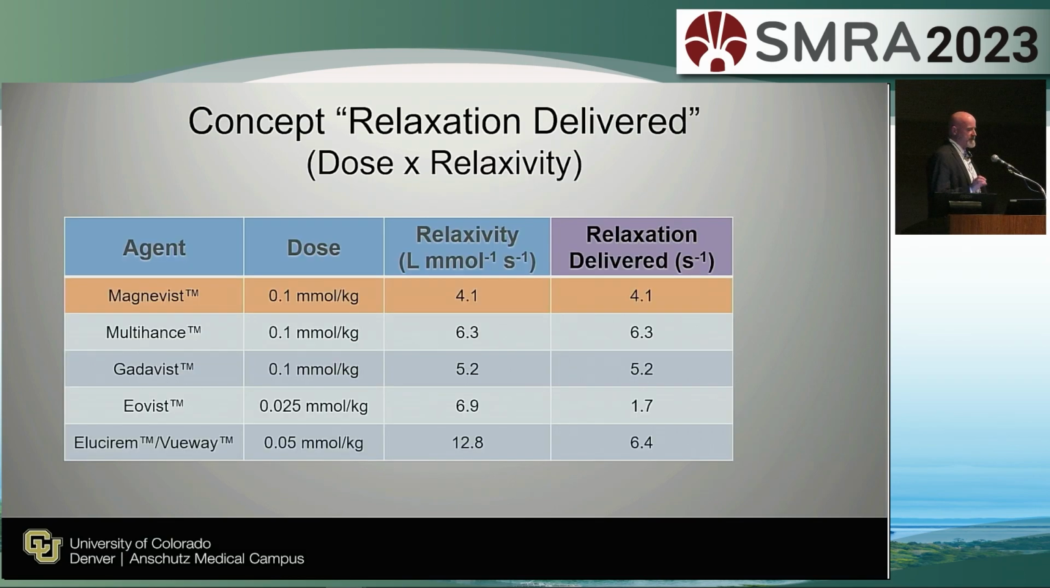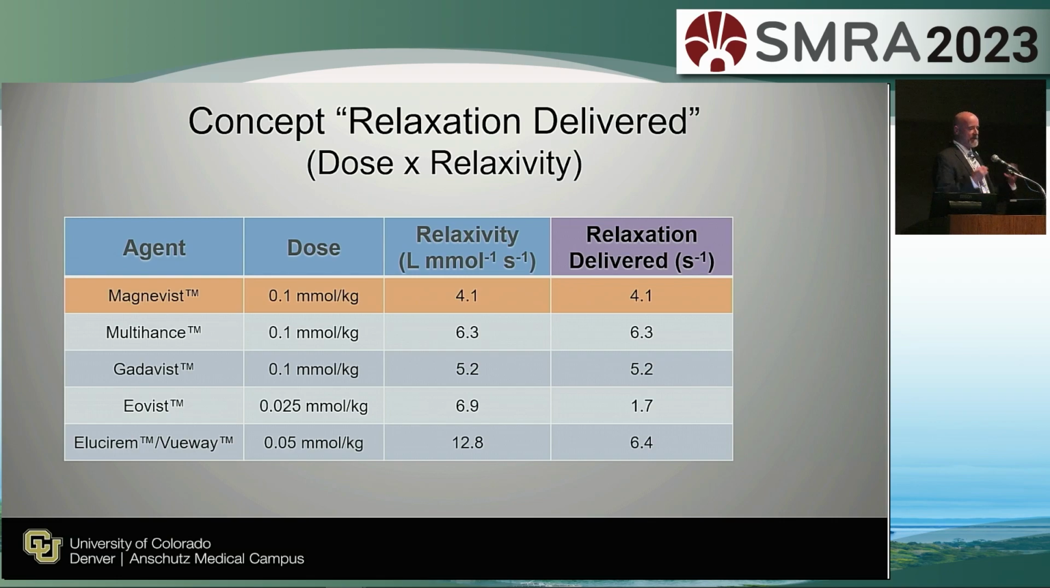And that kind of brings up this next point, which is I like to think about the relaxation delivered, which is really the dose times the relaxivity, right? So I've put Magnavist up there as your comparison. If you do dose times relaxivity, it comes in at about 4. You can see MultiHance is more like 6.3. Elucirem, gadopiclenol, Vueway, even at half dose, is at 6.4.